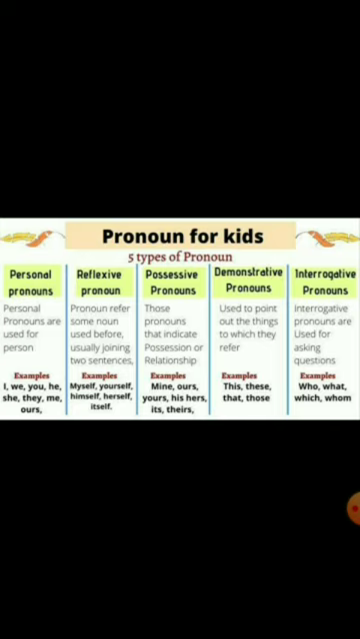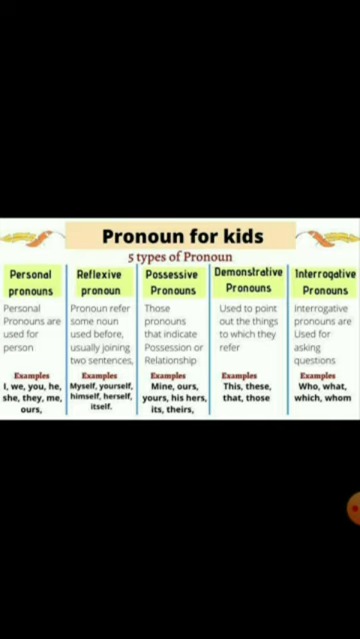How do we identify the difference? For example, a reflexive pronoun: I will make tea myself. Or the emphatic pronoun: I myself will make tea. In the reflexive pronoun, it refers back to the subject of the sentence. In the other one, the subject is emphasized again. So that is the difference between reflexive pronouns and emphatic pronouns.